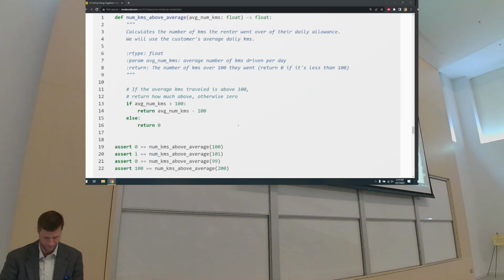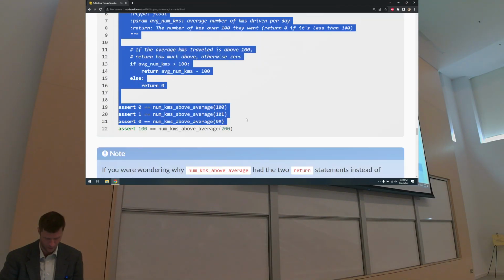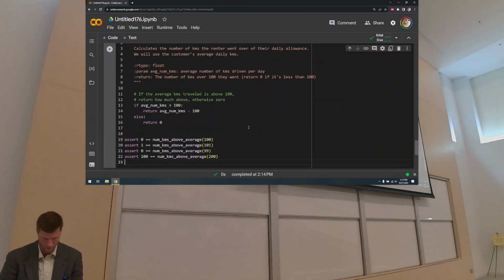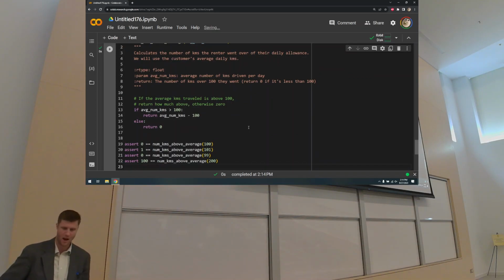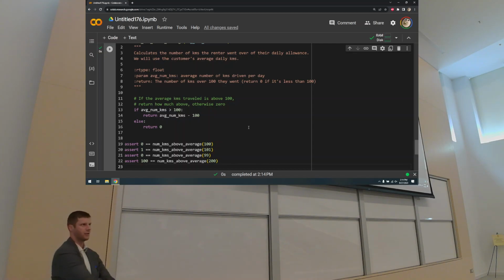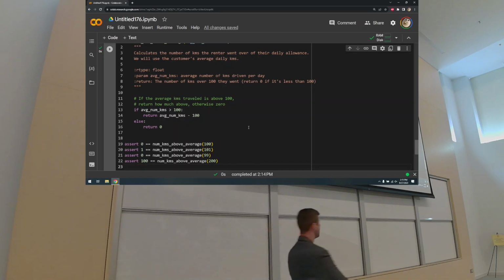Oops. There, cool. If the average kilometer travels above 100, return how much above, otherwise 0. There, I added a comment to make it even clearer for anyone who was confused. Maybe that comment was overkill, I don't know. Is that clear to everybody?